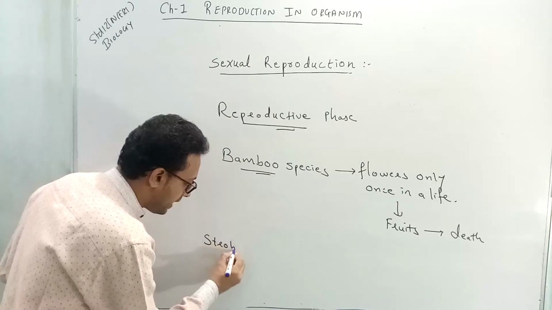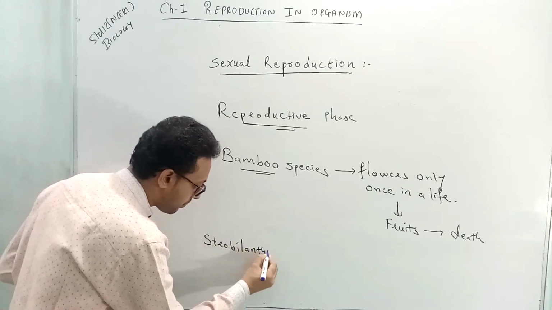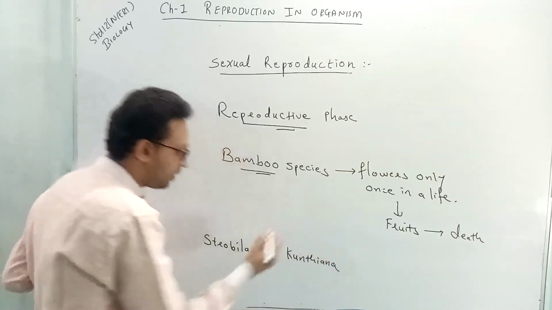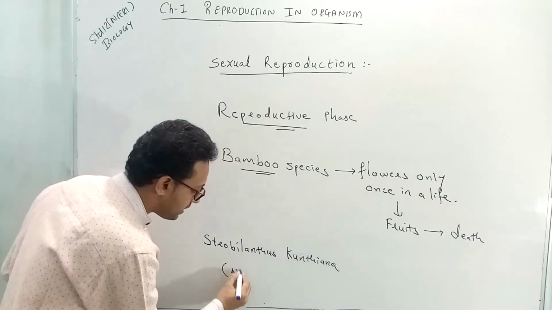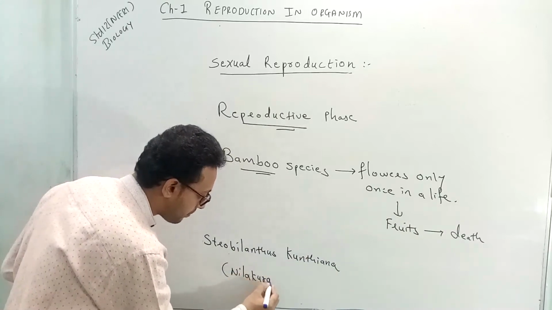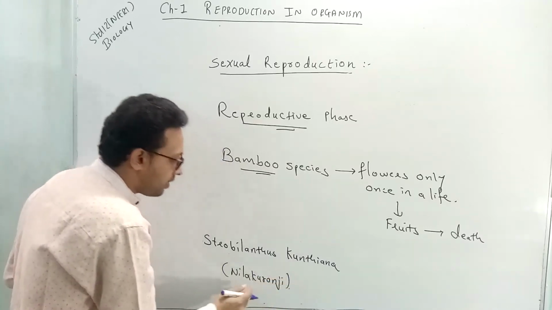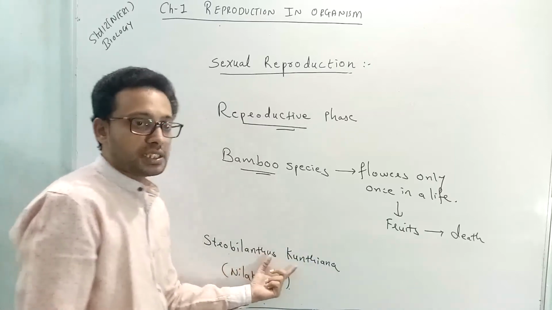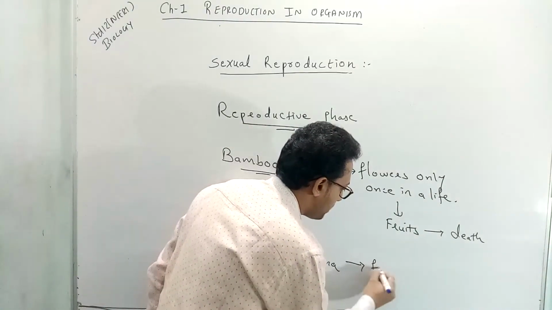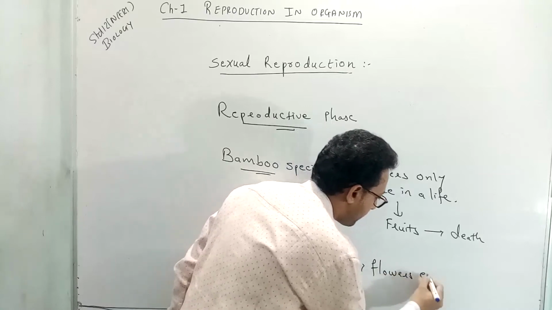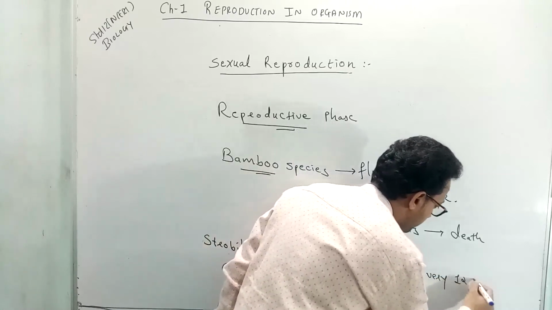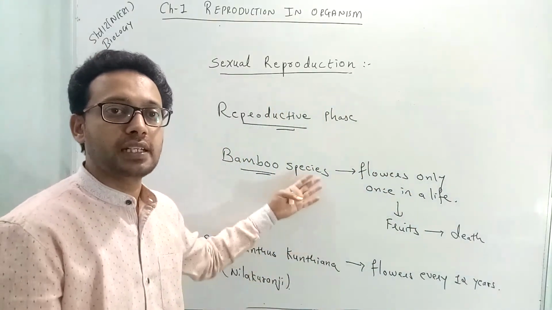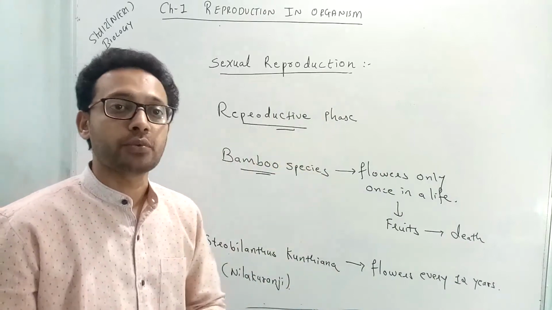The second species is an important one. Remember, Strobilanthus kunthiana, a plant which is commonly called Nilkuranji. This is the biological name for Nilkuranji, Strobilanthus kunthiana. This is a plant which flowers every 12 years. Every 12 years it flowers. So these are the examples where unusual flowering is reported.